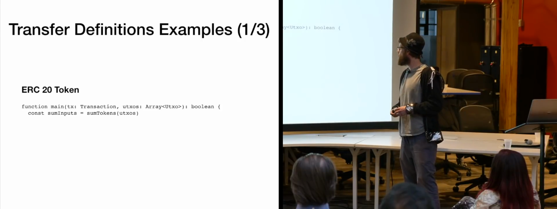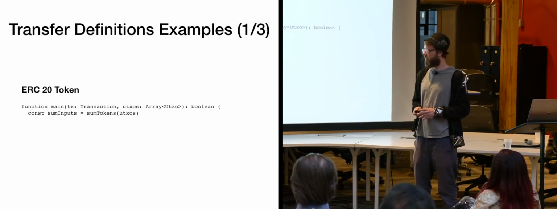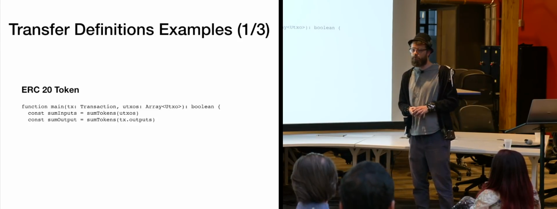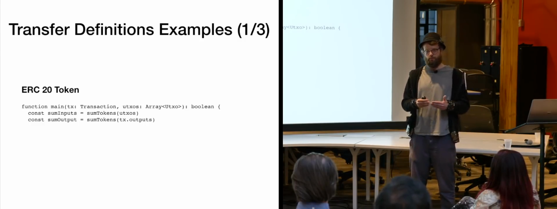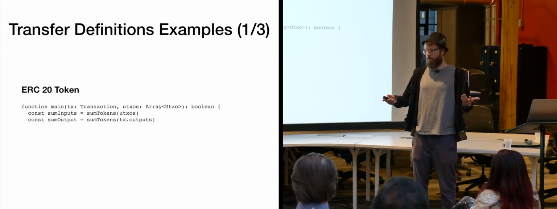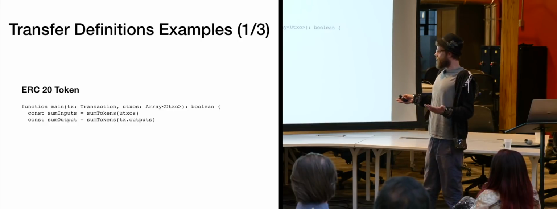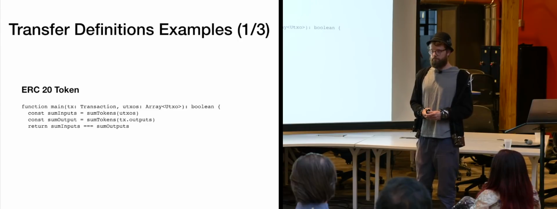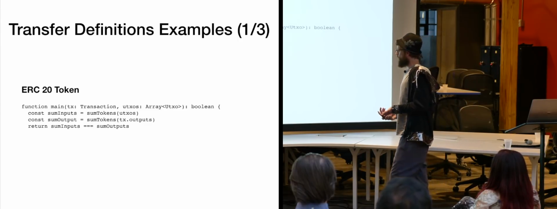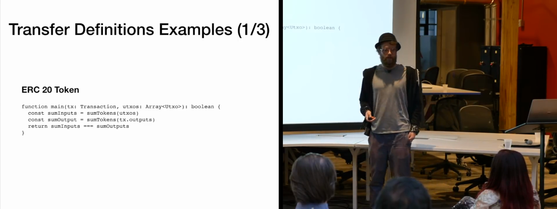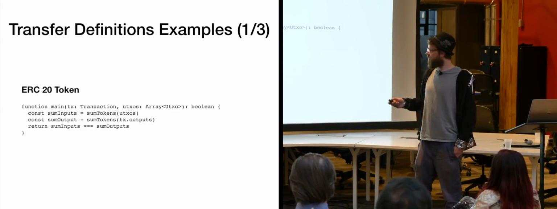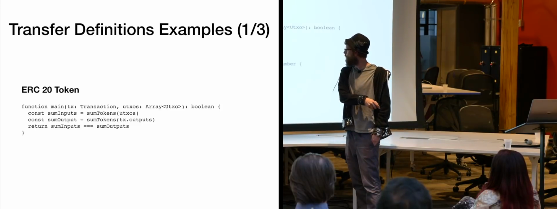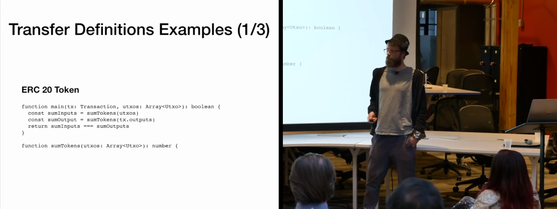So you compute the sum of tokens that are consumed by the inputs. And then you write a very similar function. We just iterate the outputs of the transaction that you got as input, and you compute the number of tokens that are created. And you have to return a Boolean, so you just return that these are the same numbers, or one should be smaller than the other, whatever. So this is a very, very simple way to define an ERC20 token in Bitcoin. And then, of course, you have to implement your sum inputs and sum tokens functions here. I'm just going to leave this as dot, dot, dot.